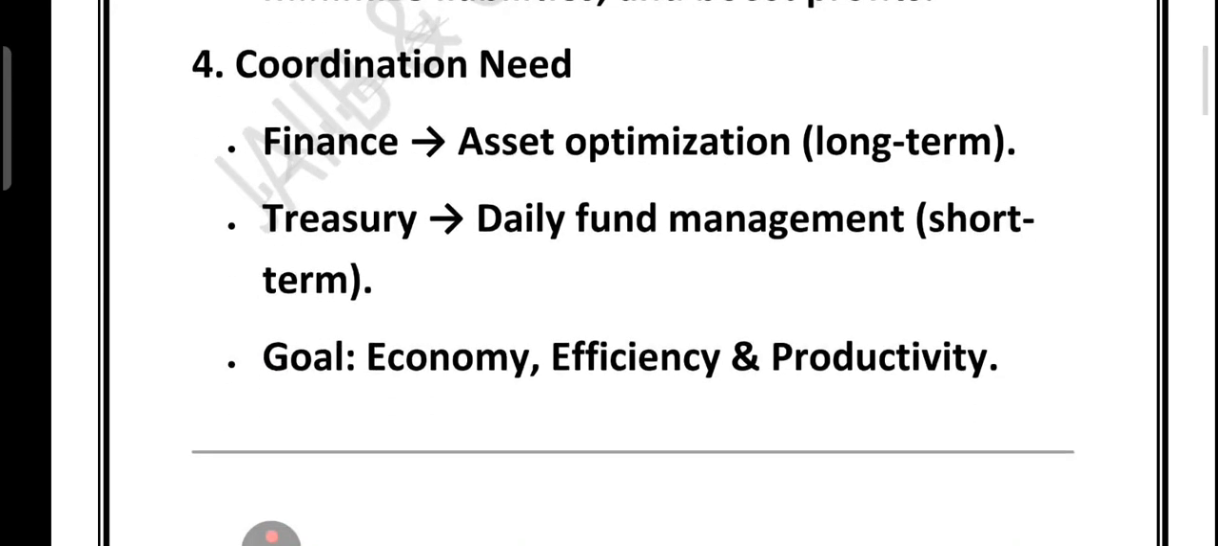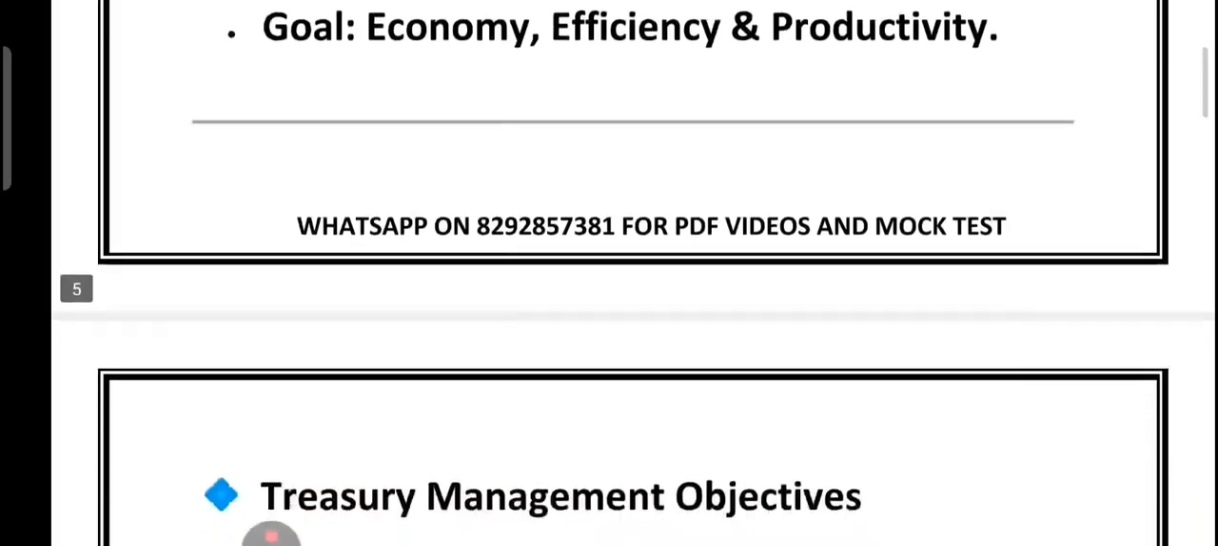Now let's talk about the need for coordination. Both treasury and the finance function must work in sync. Why? Because the finance function focuses on the long-term asset management. Again and again I am repeating, see, this is a very, very important thing. Finance function focuses on the long-term asset management, long-term asset planning, whereas the treasury function on the other hand looks after the short-term fund flow. When I say short-term fund flow, it means managing liquidity on a daily basis. Together, they aim for economy, efficiency, productivity, the three pillars of a strong financial management. I hope it is crystal clear.